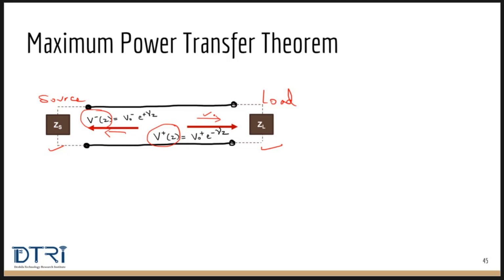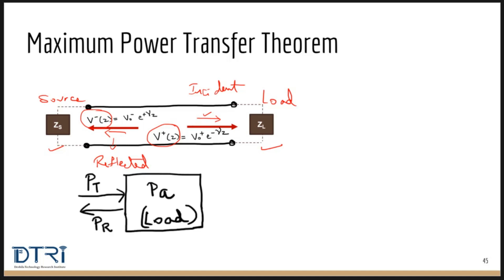So this wave is called as the incident wave and this wave is called as the reflected wave. So what does reflected wave mean? It means that the signal which traveled from source to load was not fully utilized by the load and some part of the signal turned back. So pictorially we can show it like this.